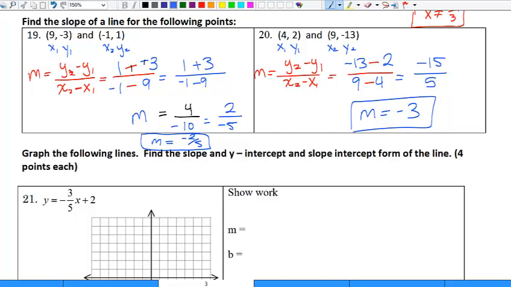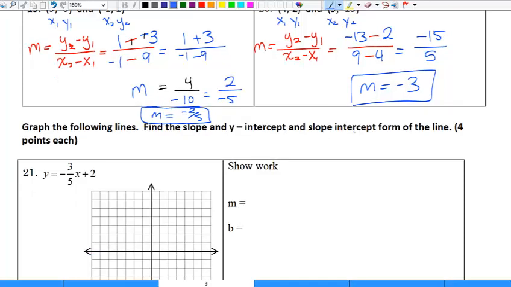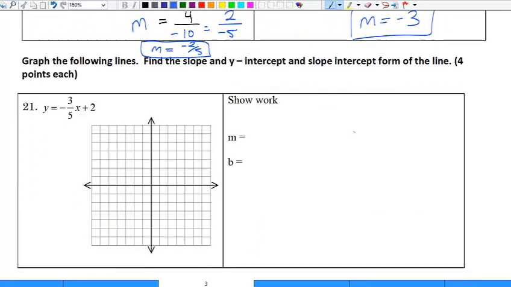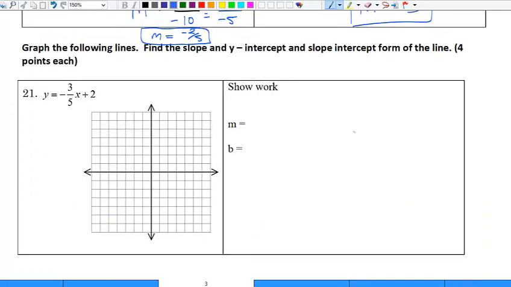For the next section, it says to graph the following lines, find the slope and the y-intercept, and slope-intercept form of the line. So this one happens to already be in slope-intercept form. Slope-intercept form is mx plus b. So because it's already in the form, I can see that the m is negative 3/5. I can see that b is 2. So those are the only information you have to show on that side.